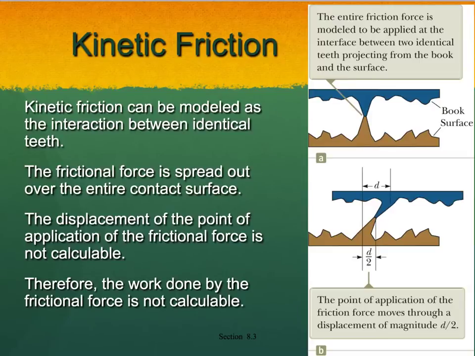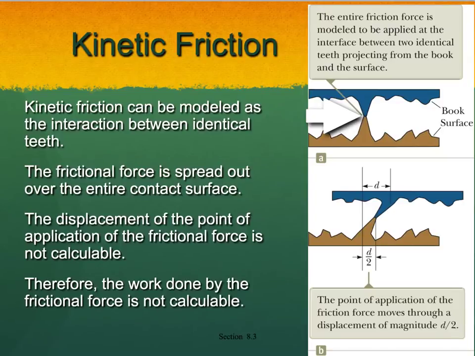If we're looking at this picture over here to the right, we have to model the frictional force as the interface between, let's say, a book moving across a surface. So it's actually the interface between the book and the surface. This is where that local adhesion happens when we're talking about friction. Sometimes they just call them teeth, so we can just model them as teeth, and let's say that these teeth are identical here in this case.